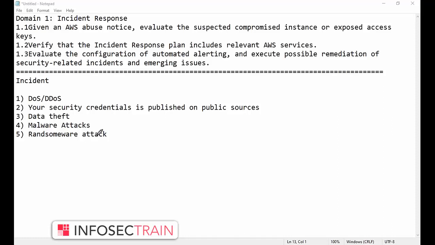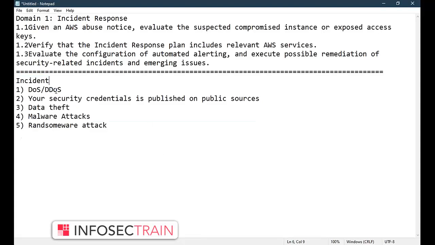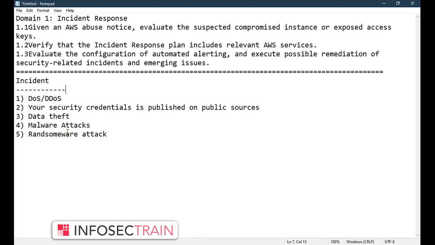In this particular domain, you don't have to study a lot of tools, but still some tools can be helpful for you. From my exam perspective, I am telling you, I hope you can see this. If you're not able to see, please tell me, okay? So these are the areas you have to look into when you study this domain one.